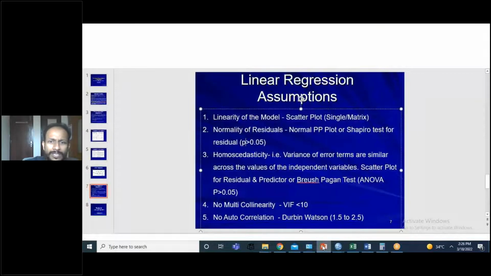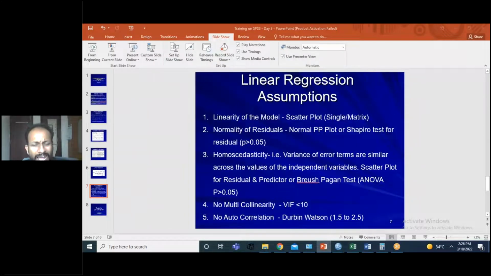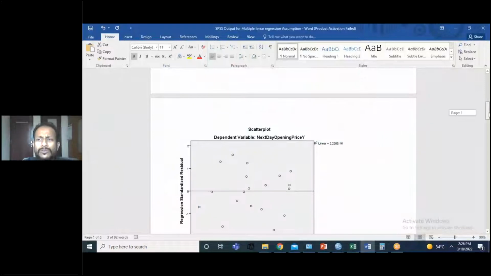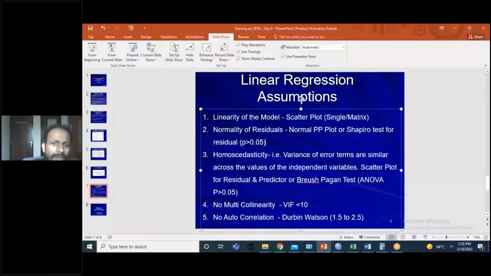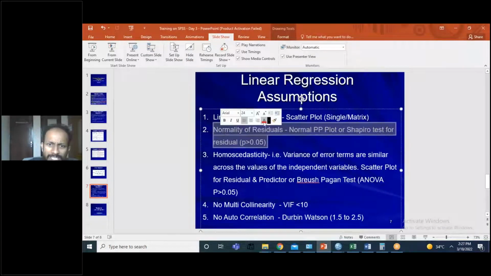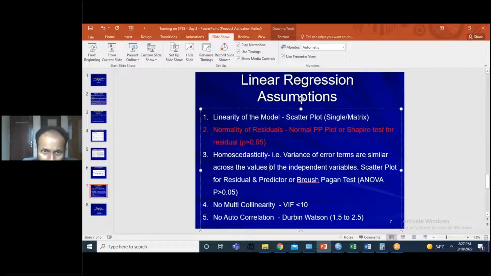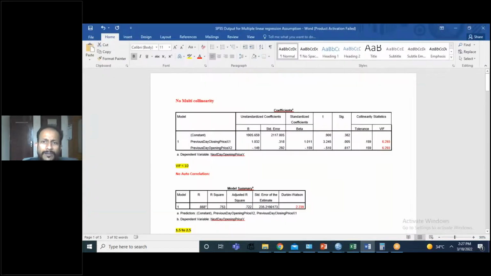Just have a look at all these 5 assumptions. They are more or less similar to other kinds of parametric tests, with only one difference. Here we are testing the normality of residuals, but when it comes to other parametric tests, like the independent sample t-test or ANOVA, instead of testing the normality of residuals, we will be testing the normality of the dependent variable. That's the main difference. Apart from that, all other tests are similar, right?